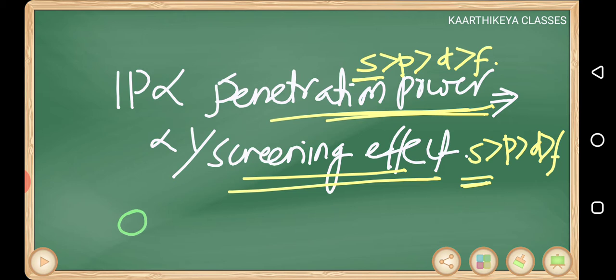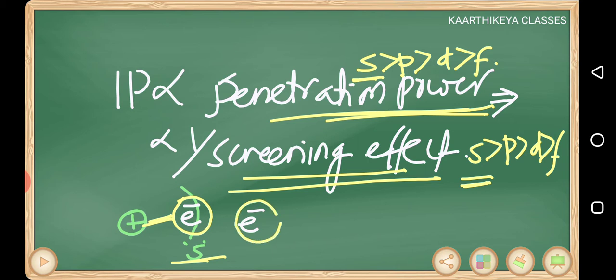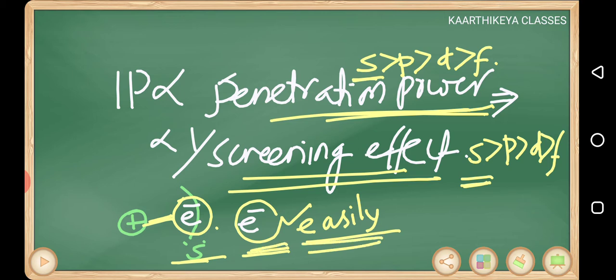If this is the nucleus, say this is the s orbital, the electron is present here and one electron is present here. What I am saying is the electron from the s orbital cannot be removed easily because it is present in the s orbital. But the electron which is screened by the s orbital can be removed easily, because the s orbital properly screens. The s orbital stops the nucleus power here, so you can comfortably remove the electron. When you can remove the electron after the s orbital, the ionization potential will be minimum.